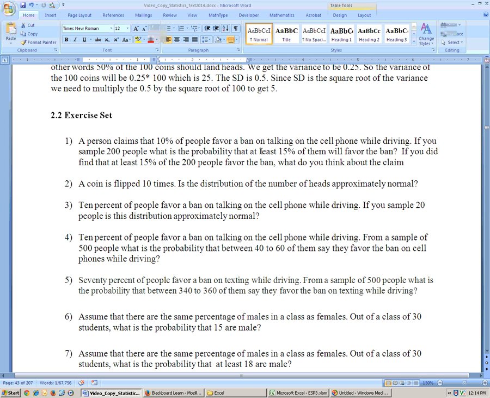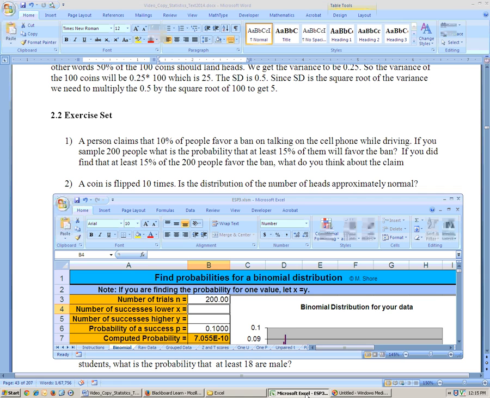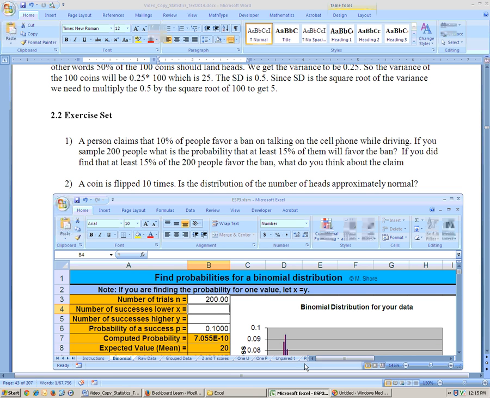First of all, this is binomial because they either favor the ban or they don't, and the probability that they do favor the ban maintains the same probability of 10%. So go to the binomial sheet and go to the left side where it says binomial. And right here, put in your number of trials. On this particular problem, it's 200. And also put in your P, which is your probability of success. And that is favoring a ban, which is 10% or 0.1.